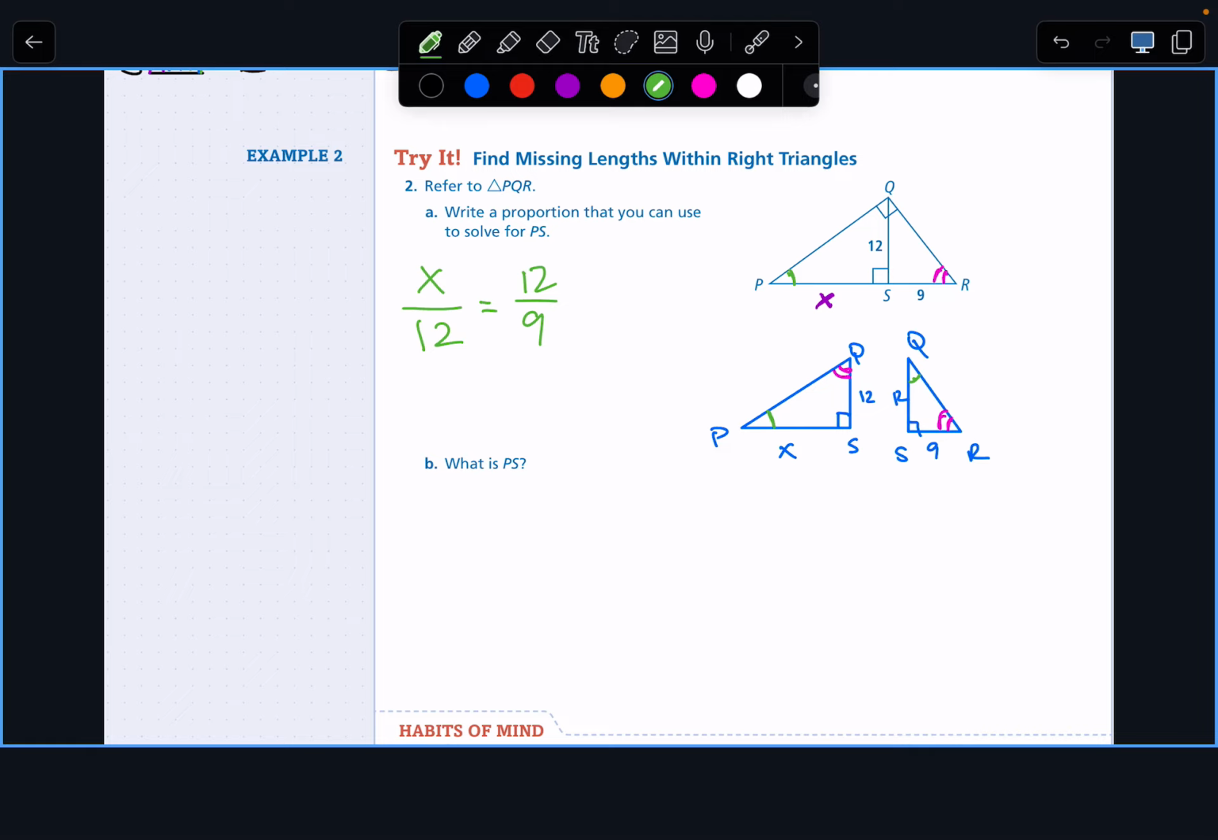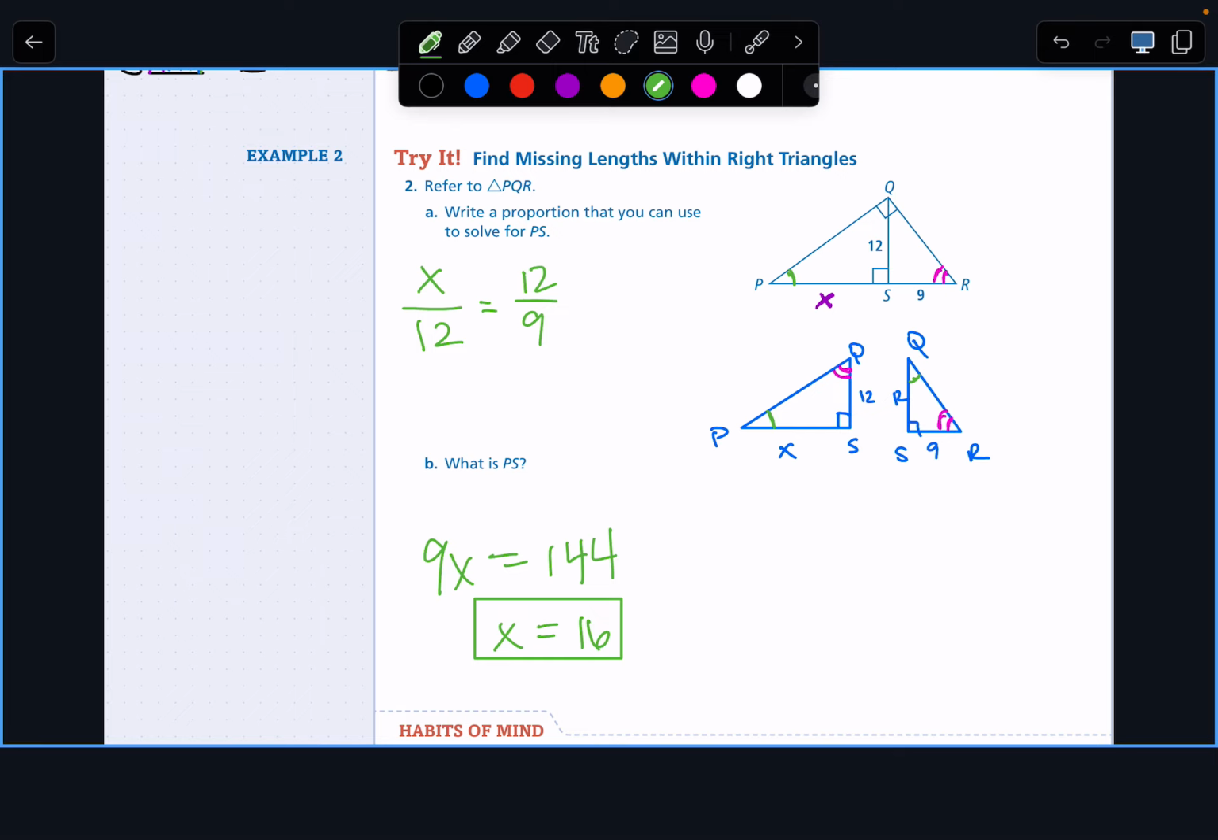Yeah, we can take, all right, 9 times x equals 12 times 12. So how long is PS? 144 divided by 9. Are you serious? So, I told you. 16.